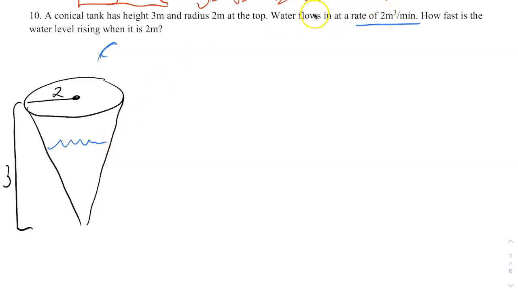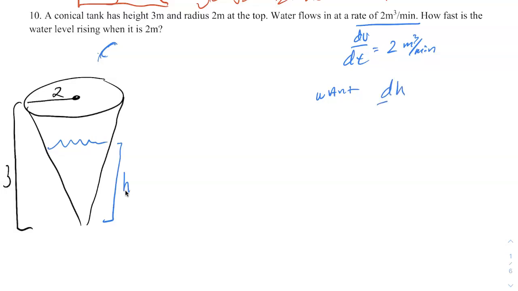Notice, as I mentioned before, when water flows in, it's a volume. And if you're not sure, look at the units. So just tell me dV dt equals 2 meters cubed per minute. So dV dt equals that. How fast is the water level rising? So do you remember what the water level is? Water level is this guy. It's not the height of the whole cone, it's just the water in the cone. So that's my h.